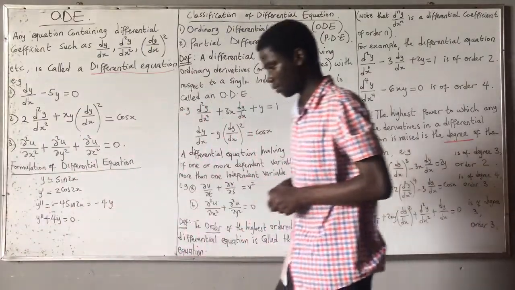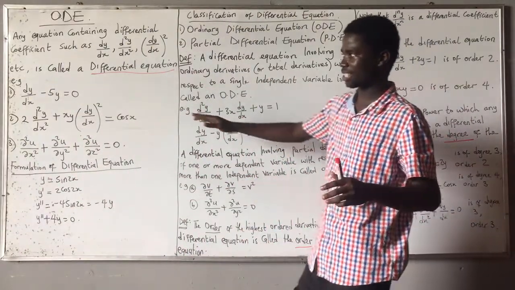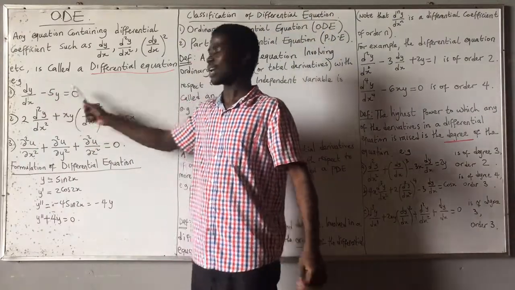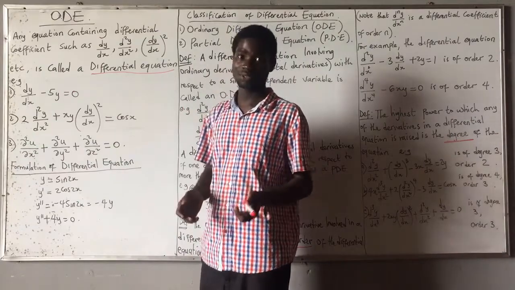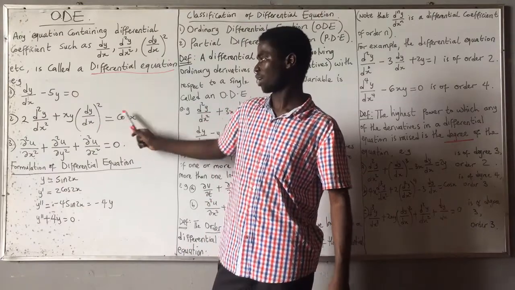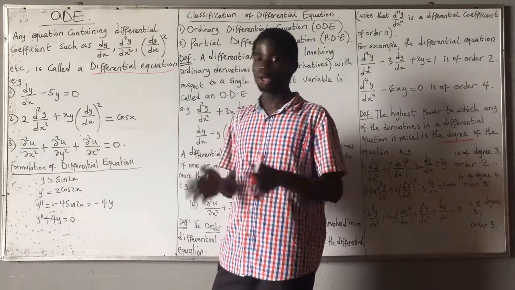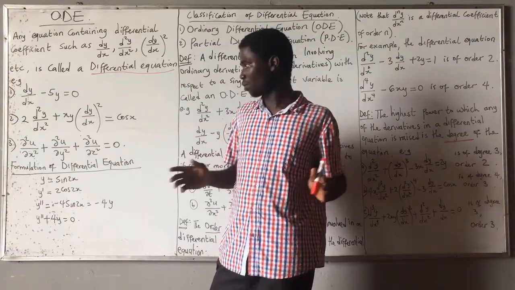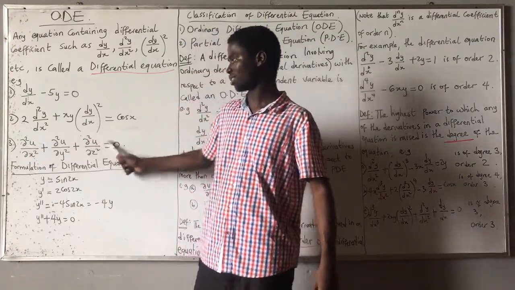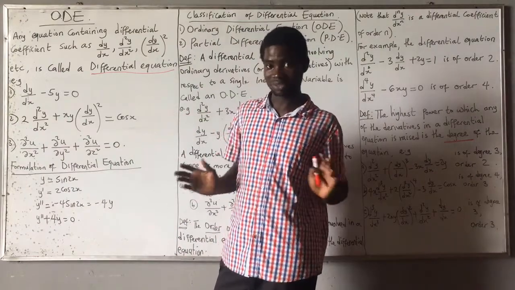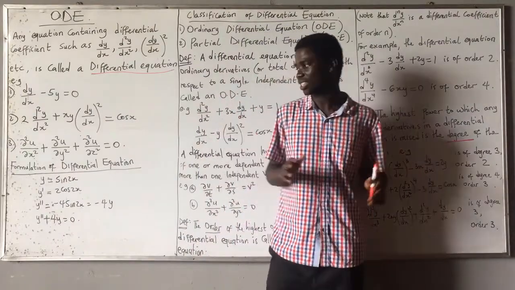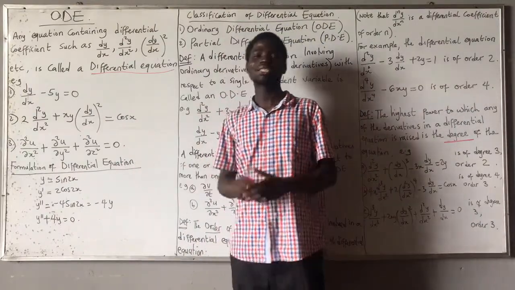Now I'll give you an example of a differential equation. dy/dx minus 5y equals 0 is an example of a differential equation. 2 d²y/dx² plus xy plus (dy/dx)² equals cos x is another example of a differential equation. You can see d²u/dx² plus this; all these three are examples of a differential equation. So whenever you see an equation like this, it is a differential equation.